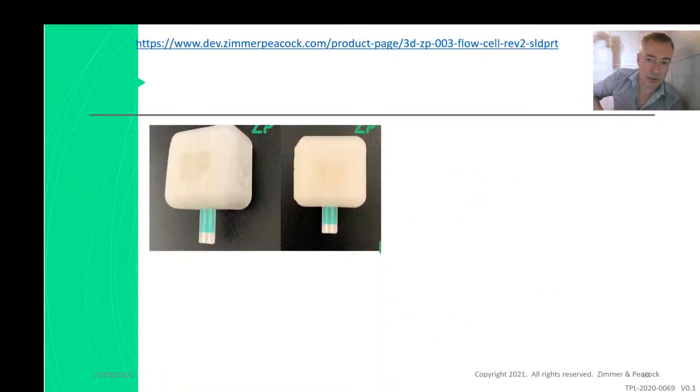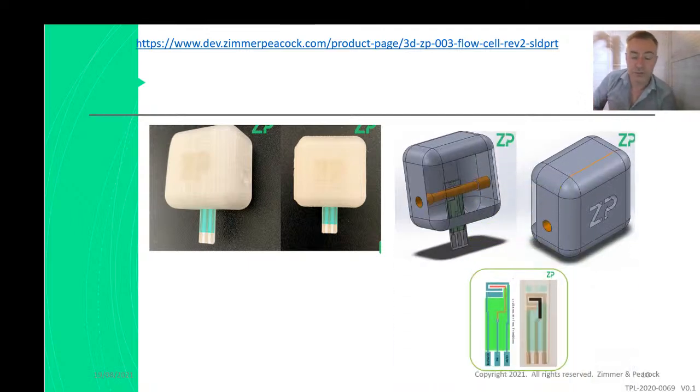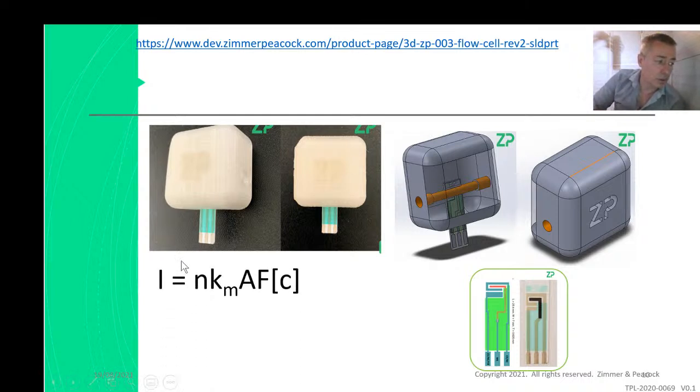Just as an interest, on the ZP developer zone we have some downloadable, printable 3D files. You can download these files and print a 3D flow cell. These are free to anyone who's a member of the ZP developer zone. Just contact me. I think they're called STL files, and you can basically 3D print your own flow cell. So the developer zone member has some biosensors from us, and he's downloaded the 3D printable flow cell. The flow cell will allow him to flow a liquid over the top of the screen printed electrode. Now the question he's asking is, how will flow rate affect signal?